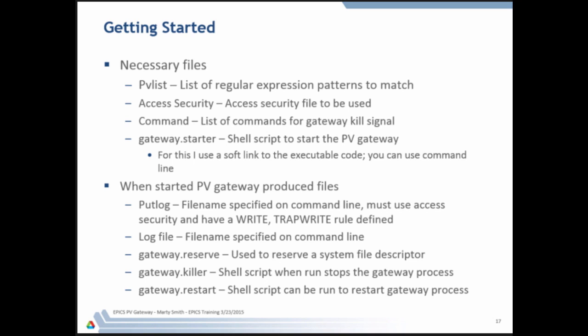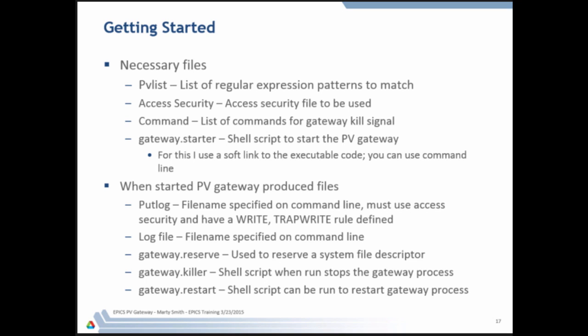You need this command file. This file may come with the PV Gateway code. I'm not sure. I've never actually downloaded the code and built it. I run pre-built executables. But that basically just has a list of commands for the gateway kill signal. There's a special kill command for the gateway that uses the USR1 signal so that it doesn't actually kill the gateway, but rather runs a command from this command file.